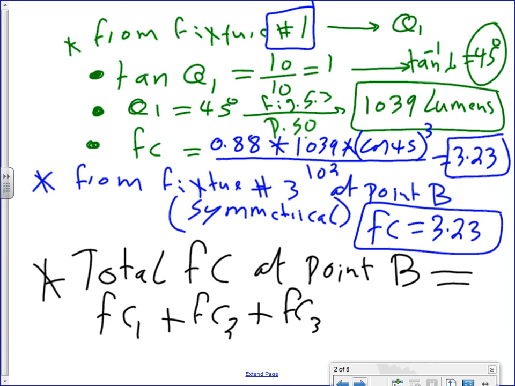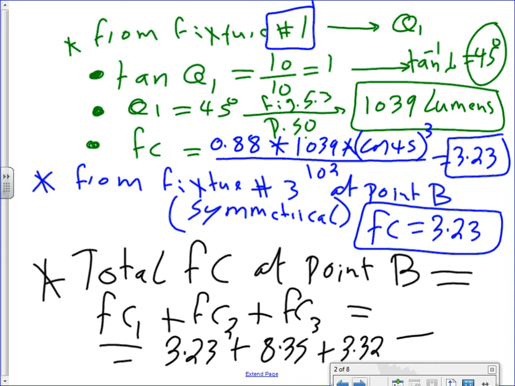Cool? And if you guys do that, foot candle 1 was 3.23 plus foot candle 2 was 8.35 plus foot candle 3 was also 3.32. Gentlemen, you got yourself a 14.87 foot candle.